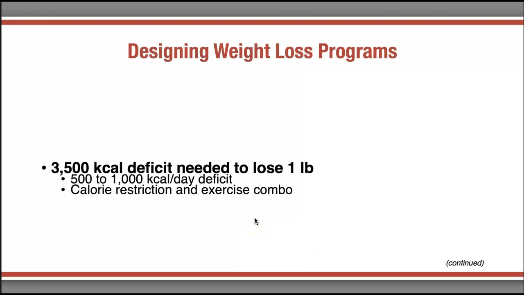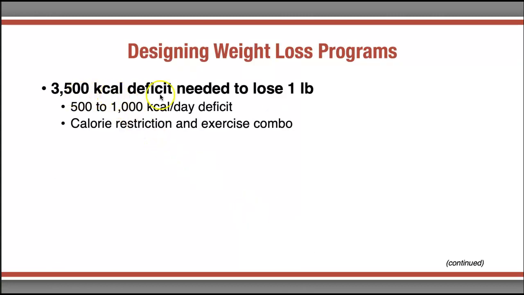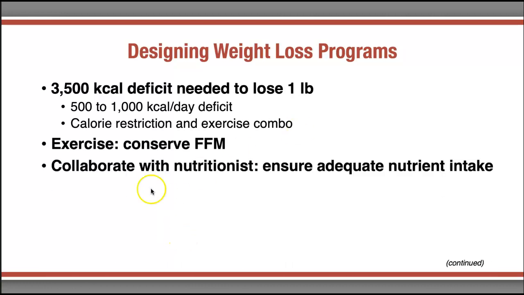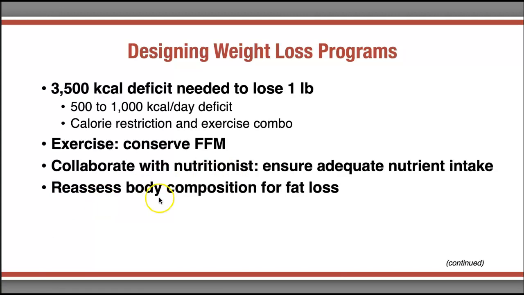And then to design that weight loss program, that 3,500 kcal deficit would lose 1 pound, to a point obviously, as in the video there. So try for a $500 to $1,000 calorie per day deficit, with a caloric restriction and exercise combination there. With the exercise, you want to conserve the fat-free mass. Collaborate with a nutritionist, preferably, which actually might be you, to ensure adequate nutrient intake. That nutritionist is going to help if they're vegetarian or not, or vegan or not. And then you want to reassess the body composition for fat loss at the end of it.